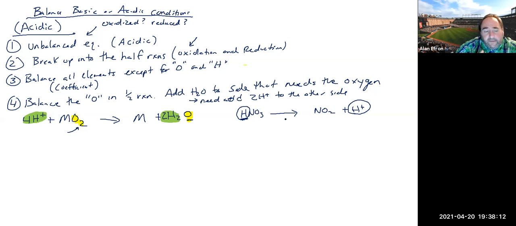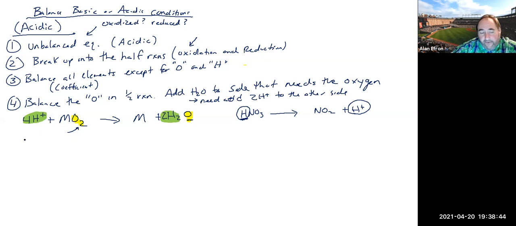We obviously would do this for both half reactions. So balance everybody just like normal with coefficients, other than oxygen and hydrogen. Then we balance the oxygen: whichever side needs oxygen to balance it with the other side gets water. And then to the opposite side of where you added water, you would add 2 H pluses for every water that you added there. This again makes sure that you are not short hydrogen when it's all said and done.